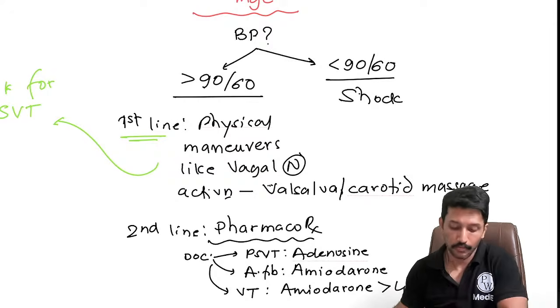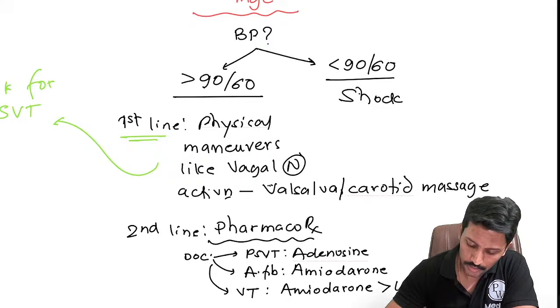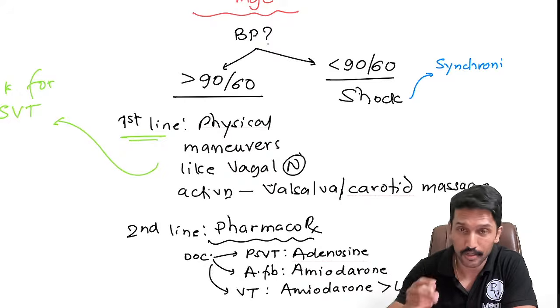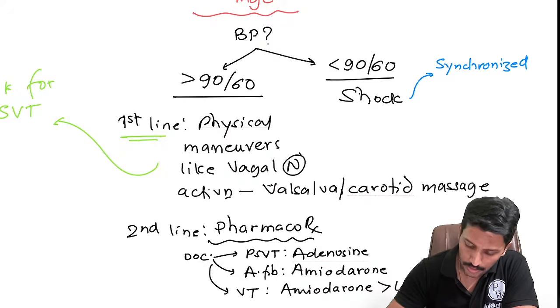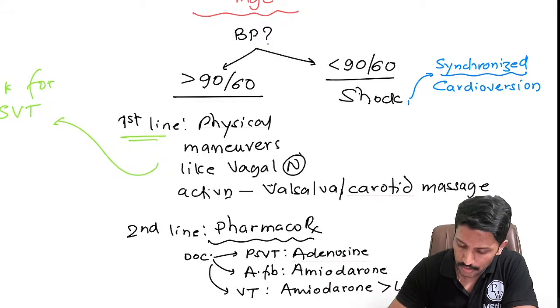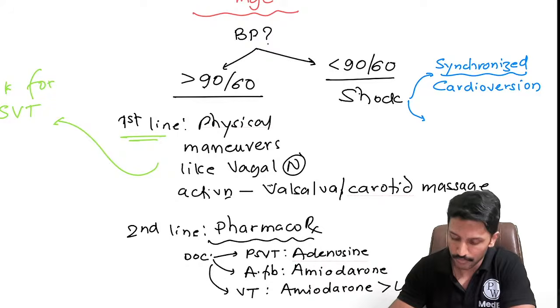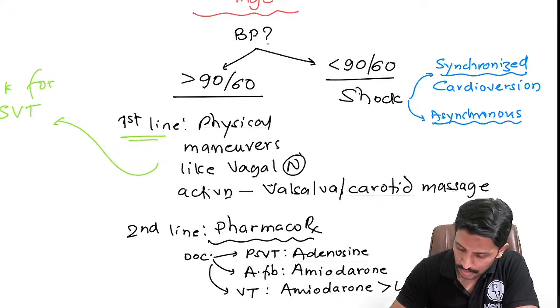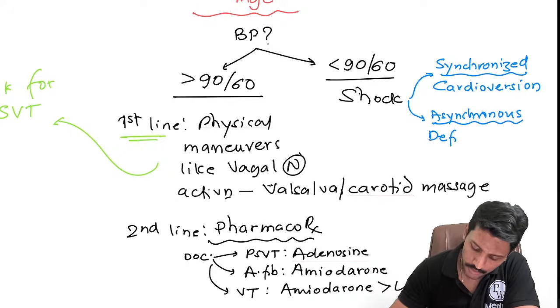Okay. Now similarly, we also have to have an idea about shock. If you're using shock, there are two types. One is synchronized shock, shock synchronized with the R wave, and that synchronized shock is also called cardioversion. And when you just give shock not synchronized or not aligned with the R wave, that is asynchronous shock, or not synchronized, we call it defibrillation.